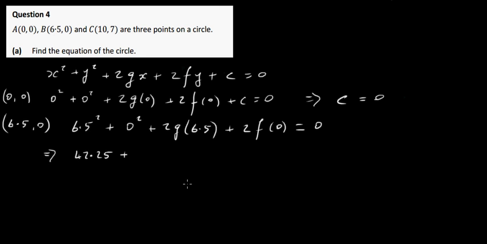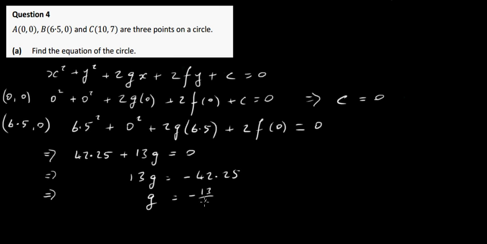plus 2 6.5s times g, that will give me 13g. This will just be 0, and I'll end up with 0 here. This will give me 13g is equal to minus 42.25, and finally that will give me g as minus 13 over 4. Okay, so we've got c and we've got g fairly easily.